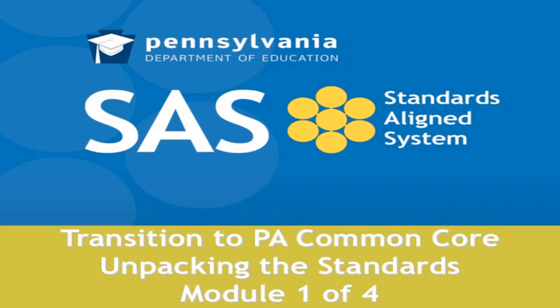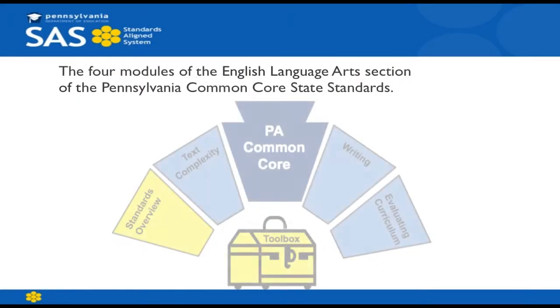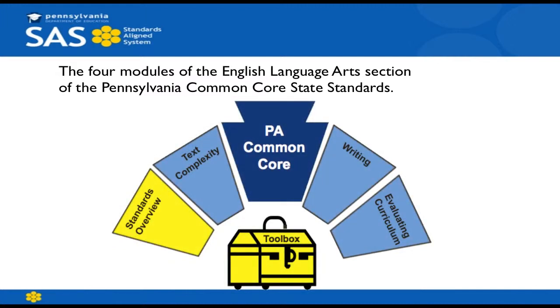This video is Module 1 of the English Language Arts section of the Pennsylvania Common Core State Standards. The English Language Arts section has been broken down into 4 modules to be used as a resource in assisting school facilitators in providing professional development to cover the Pennsylvania Common Core State Standards initiative. The 4 modules are Standards Overview, Text Complexity, Writing, and Evaluating Curriculum.